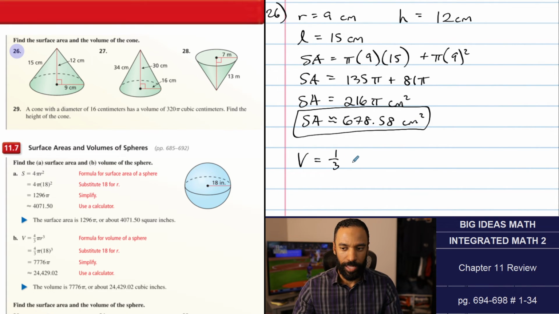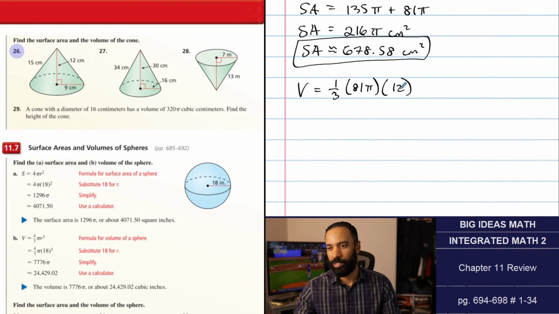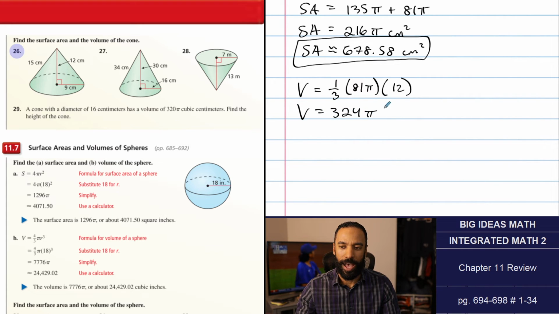is 1/3 area of base. Did we find that? We did, 81 pi. 1/3 of area of base times height. Let's do 1/3 of 12 to get 4, and 4 times 81 is 324. So 324 pi cubic centimeters.